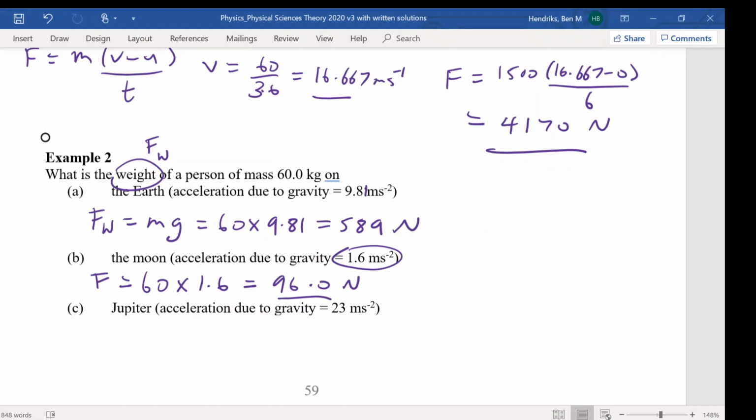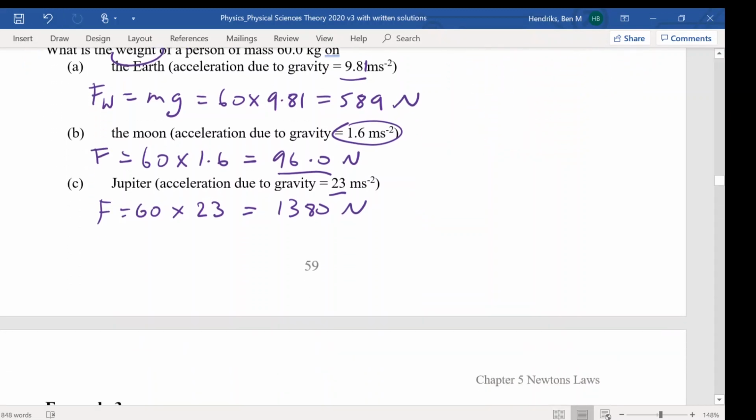Okay, the last one here, same thing again. Force is equal to 60 kilograms times 23 meters per second squared, which is equal to 1,380 newtons. If you look at these 2 accelerations, the acceleration due to gravity on Jupiter is about twice as much as on Earth, and as we can see from our calculations, the force is roughly twice as much as well, because they're proportional. So you can always check your answers that way.